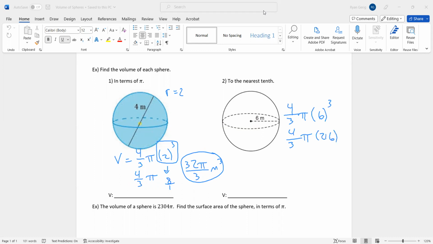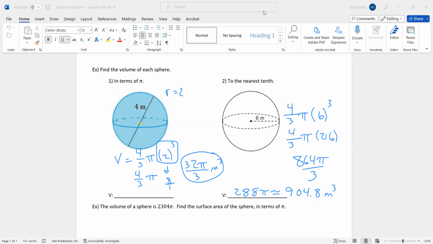That's 216. 216 times 4 is 864 pi divided by 3. And that actually works out nicely to 288 pi, which is about, so to the nearest 10th, 904.8 cubic meters.